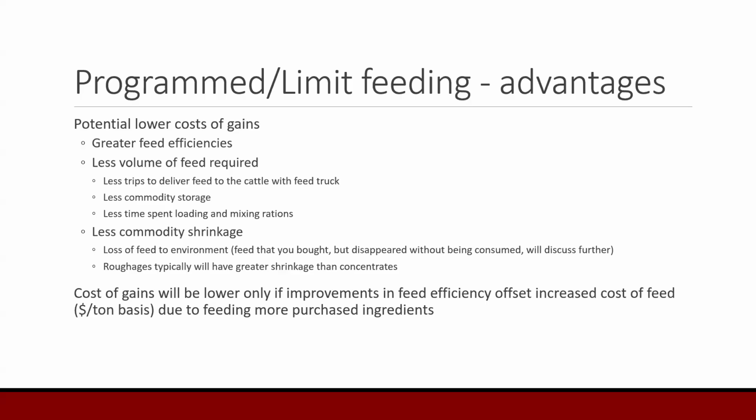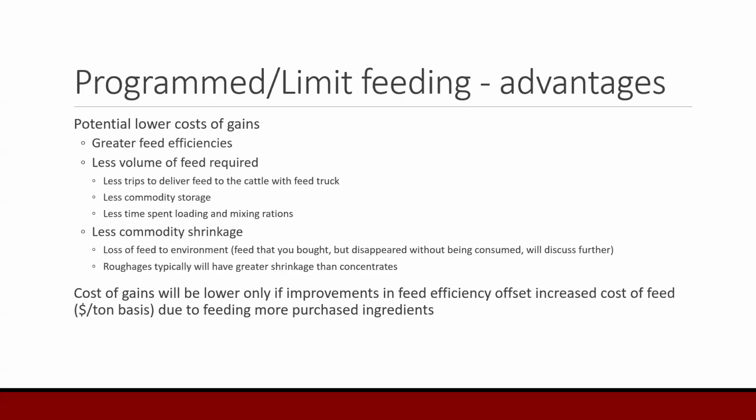What could be another cause of ingredient shrink? What could cause feed to be lost to the environment? Weather? Yeah. What about dust? Dust is a big one. Spoilage, cattle in the bunk wasting feed. So all those things are going to decrease your feed efficiency because they have less of that feed that they're actually consuming to convert into sellable weight.